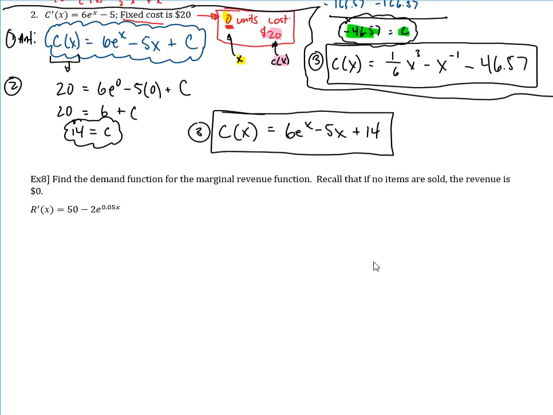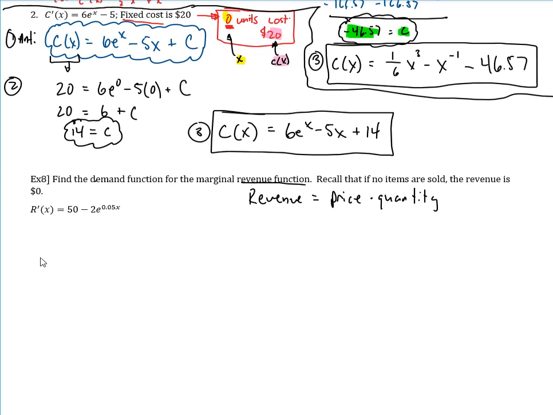Here we've got find the demand function for the marginal revenue function. Recall that if no items are sold, the revenue is $0. Okay, so they give us a little hint there. One thing we need to remember: the demand function is from the revenue function. So revenue is equal to price times quantity. Okay, so that's our revenue function.